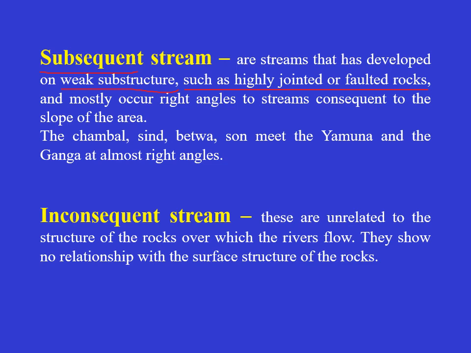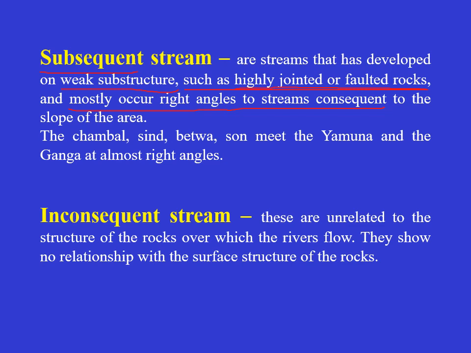So often it is found that they are moving almost at right angles to the main consequent stream. And this movement at right angles and joining with the consequent stream is mainly because of the fractured nature of the country rocks or the pre-existing weak structure of the country rocks. These are known as subsequent streams.